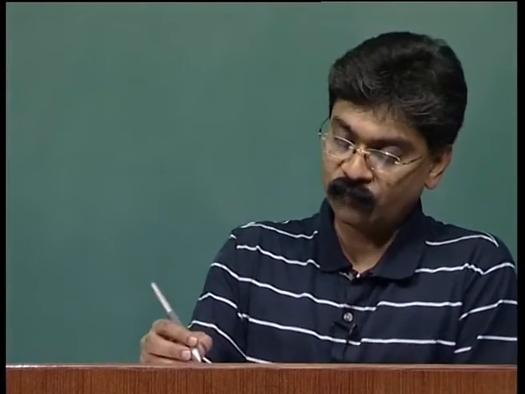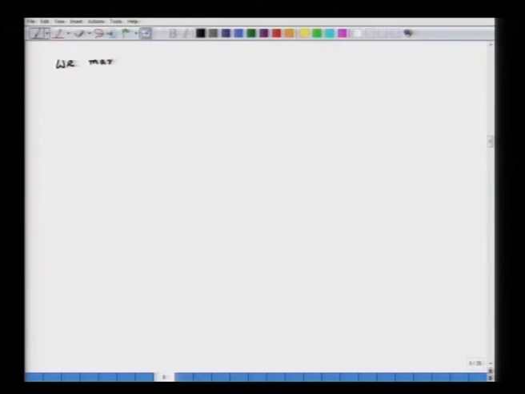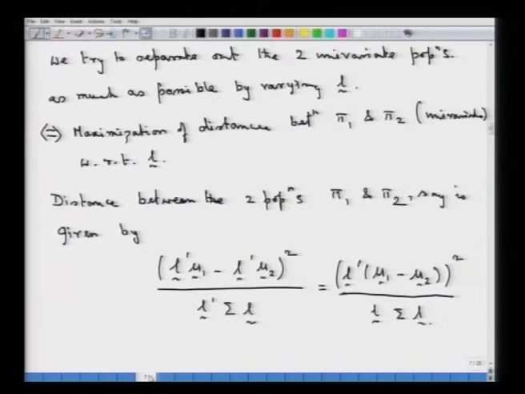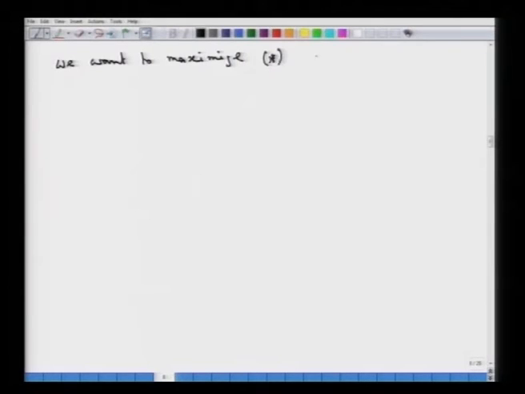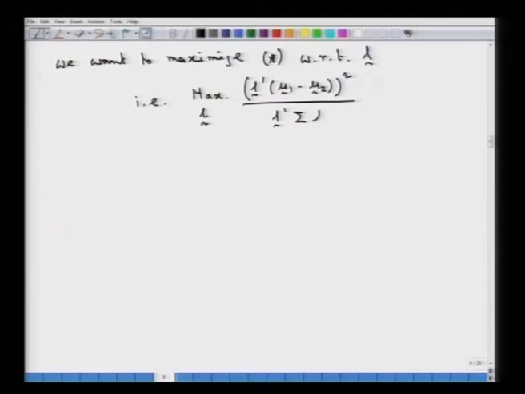Now, to find the best discriminant function, we want to maximize naturally the distance between the two populations. We want to maximize this quantity. Let me give this a number, say star. We want to maximize this star with respect to L in order to separate out the two populations in an optimum way. That is, we maximize with respect to L the function L prime (mu 1 minus mu 2) whole square, divided by L prime sigma L.